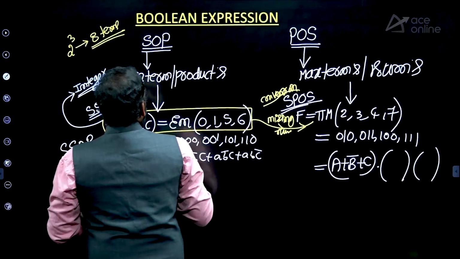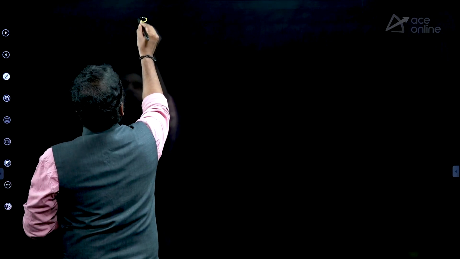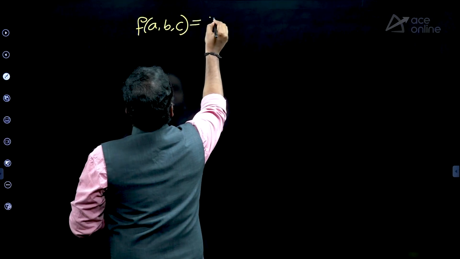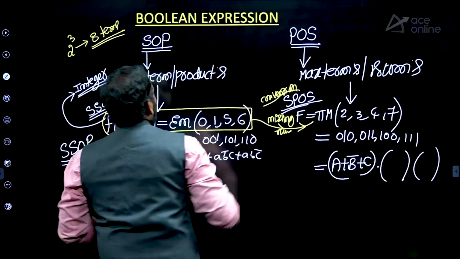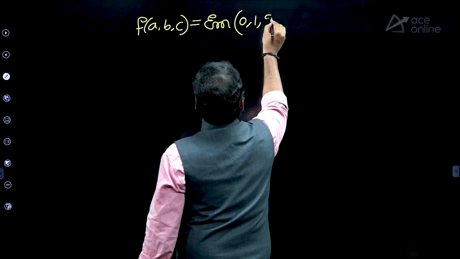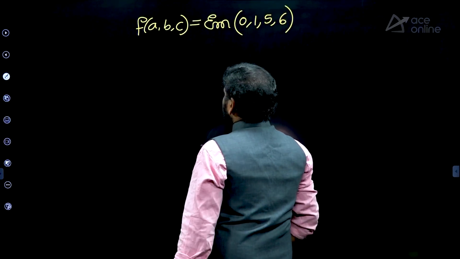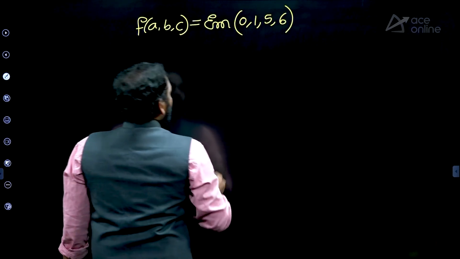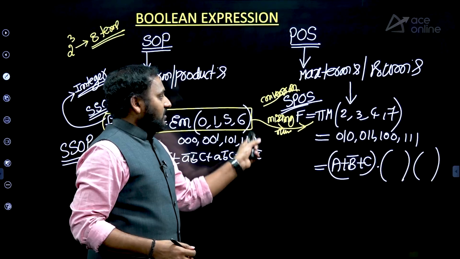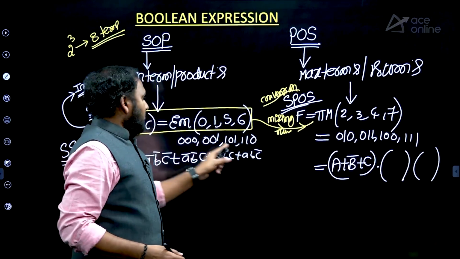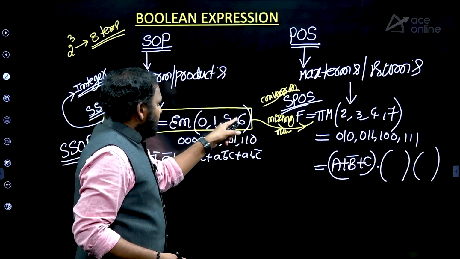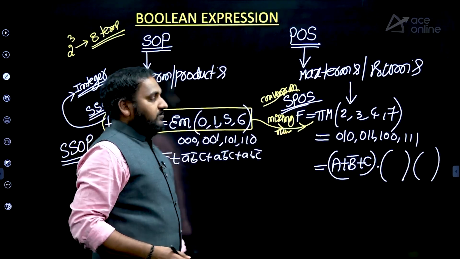For example, if you take the same function, f of ABC is equals to sigma m of 0, 1, 5, 6. You know the converted function I have given here. No need to write it again. The converted function is like this. It will consist of the missing numbers: 0, 1, 5, 6 are given, so 2, 3, 4, 7 are missing here. Those terms will be available there.